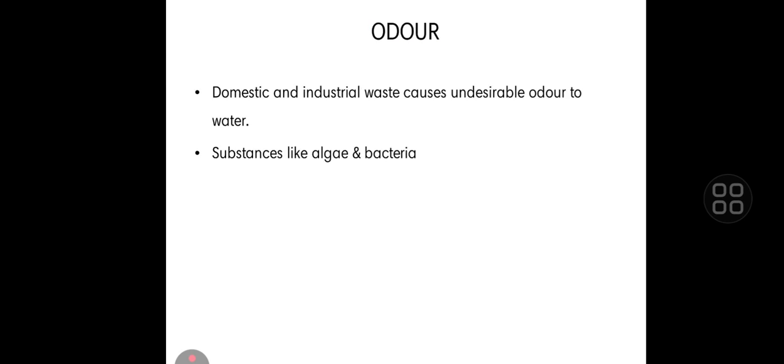The second one is odor. Odor is a smell caused by volatilized chemical compounds that are generally found in low concentrations. The main sources are organic sources and inorganic sources. Organic sources are algae and decaying vegetation, etc. Inorganic sources are animals, amines, and sulfates, etc.